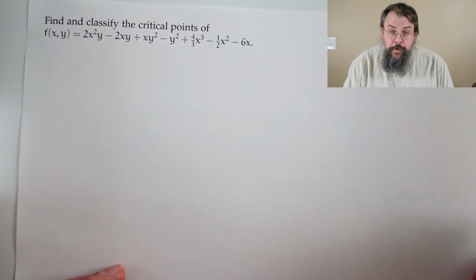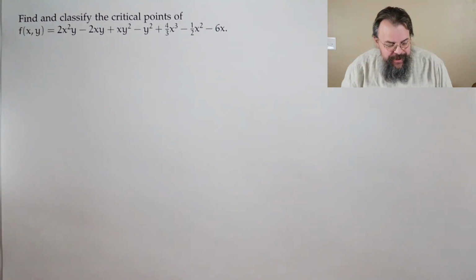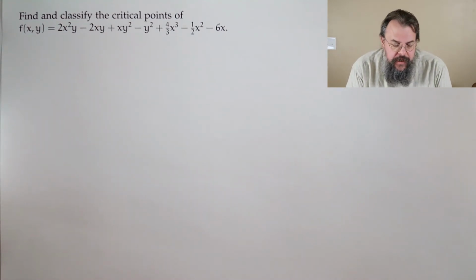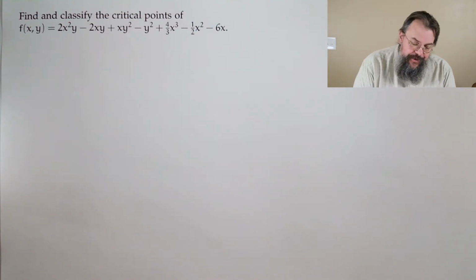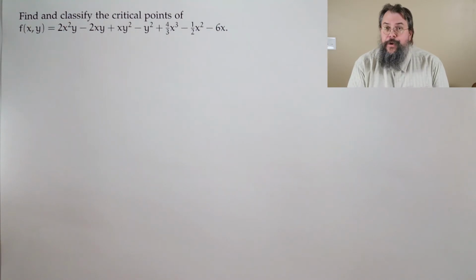All right, on to our next problem. Ooh, it's the find and classify. We already knew it was going to be that. Find and classify the critical points of 2x squared y minus 2xy plus xy squared minus y squared plus 4/3 x cubed minus a half x squared minus 6x.